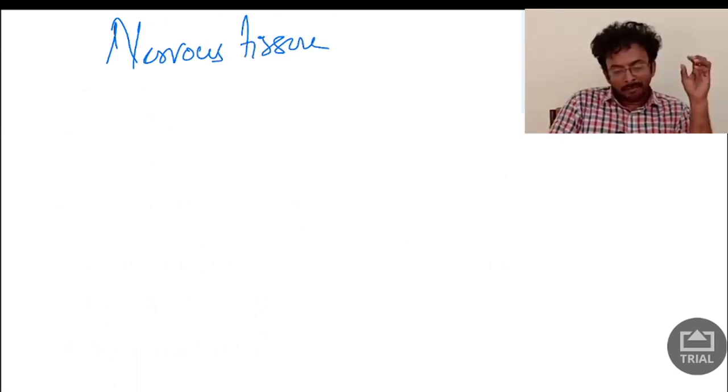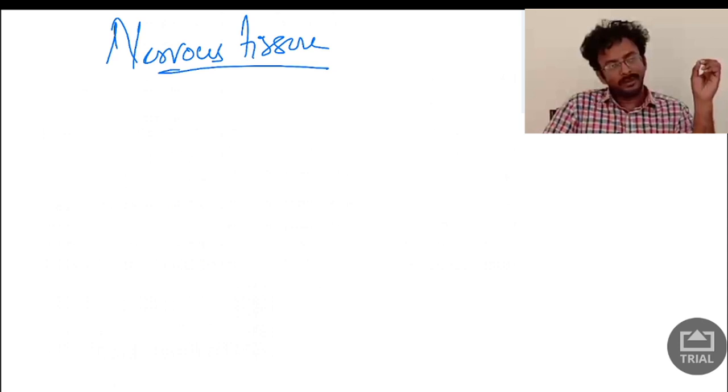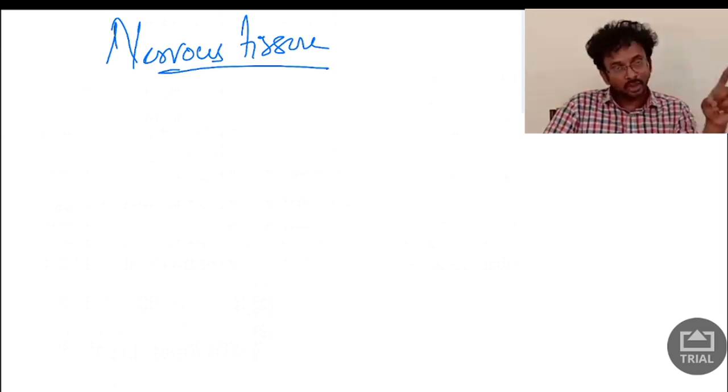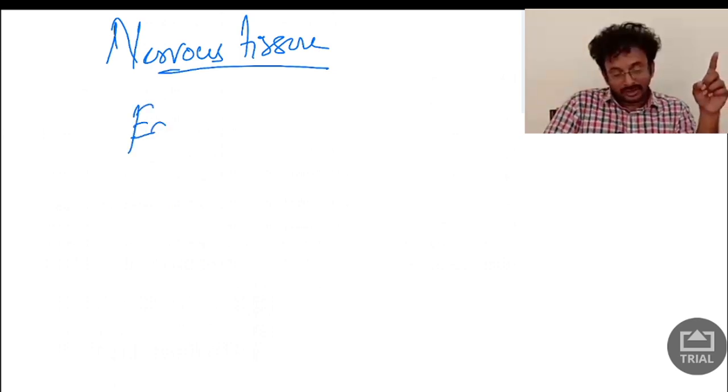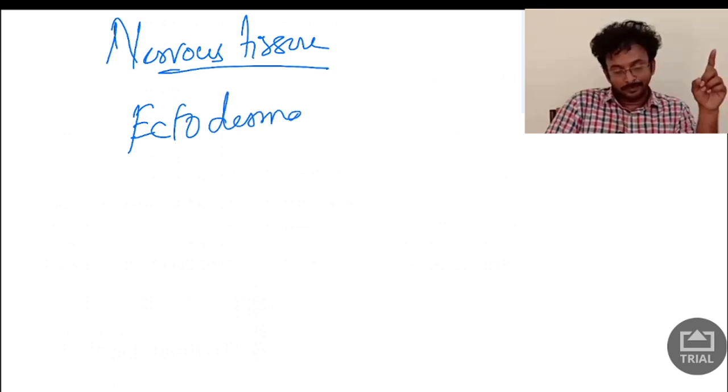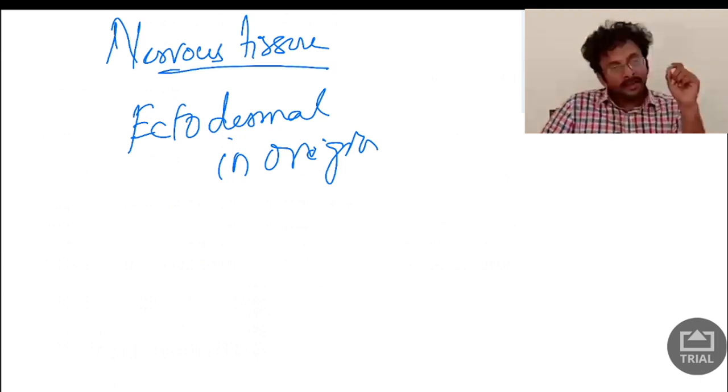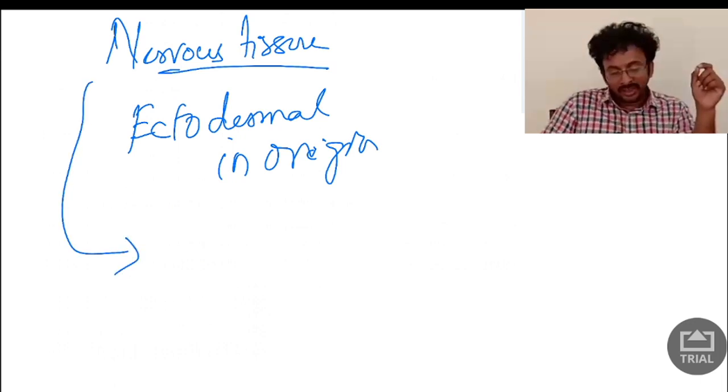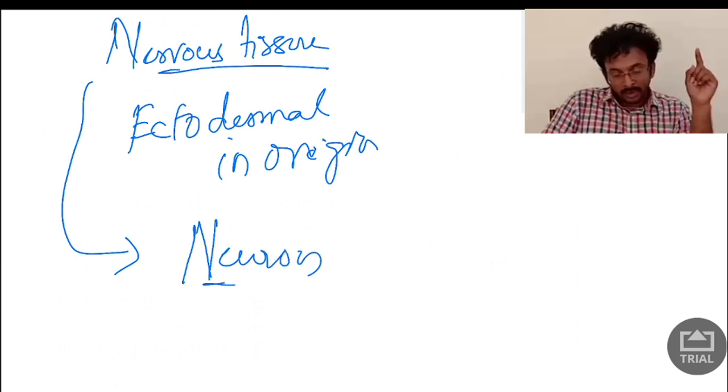Now, coming to the topic, nervous tissue. We'll be discussing mild information about this here. The longest cell of the body is the nervous tissue, which is always ectodermal in origin. The structural and functional unit of nervous tissue is called the neuron.